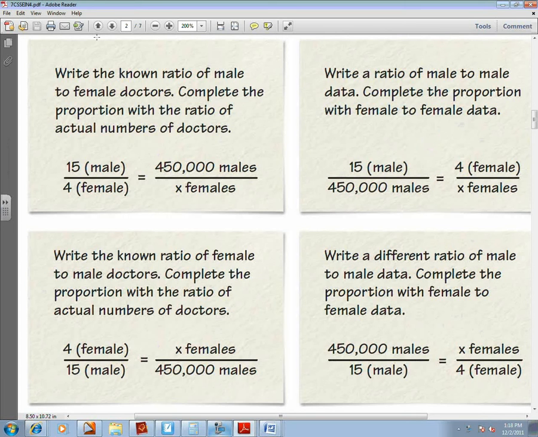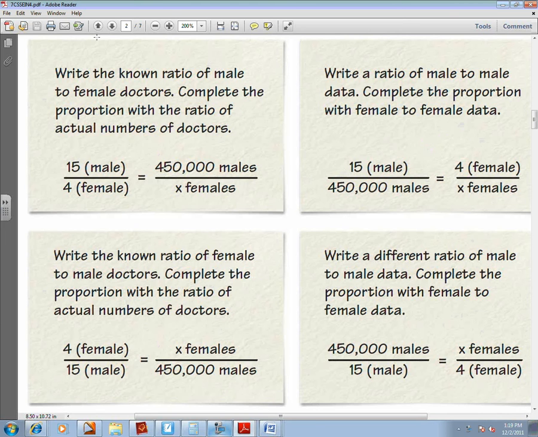All right, we're going to talk about proportions. This was an example pulled straight out of our books describing the different ways you can set up a proportion. The scenario is we have a ratio of male to female doctors in the United States of 15 to 4, so 15 males to 4 females. And then they gave us the problem, well, if we had 450,000 males, how many females would we have?